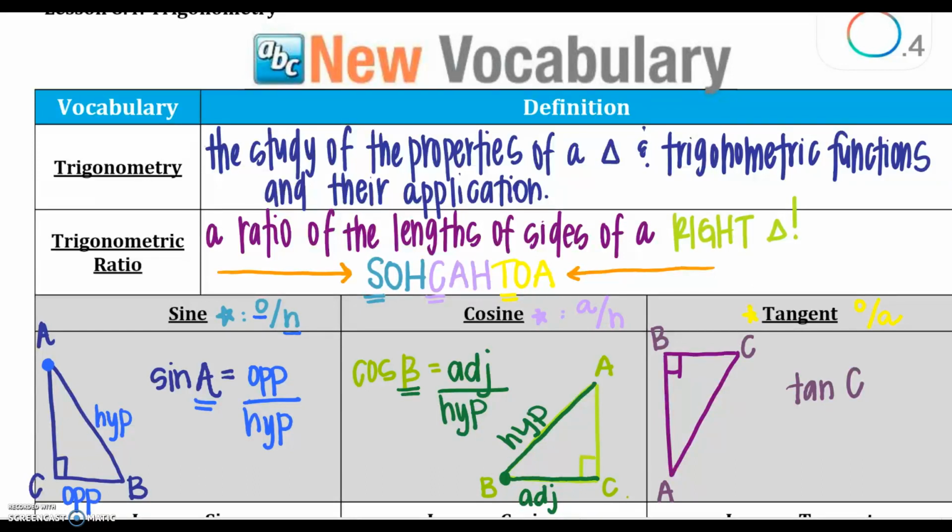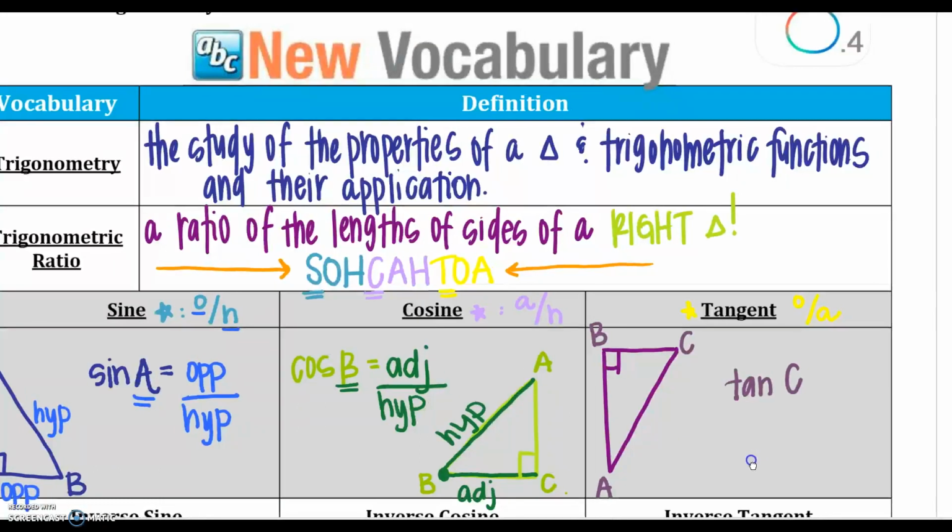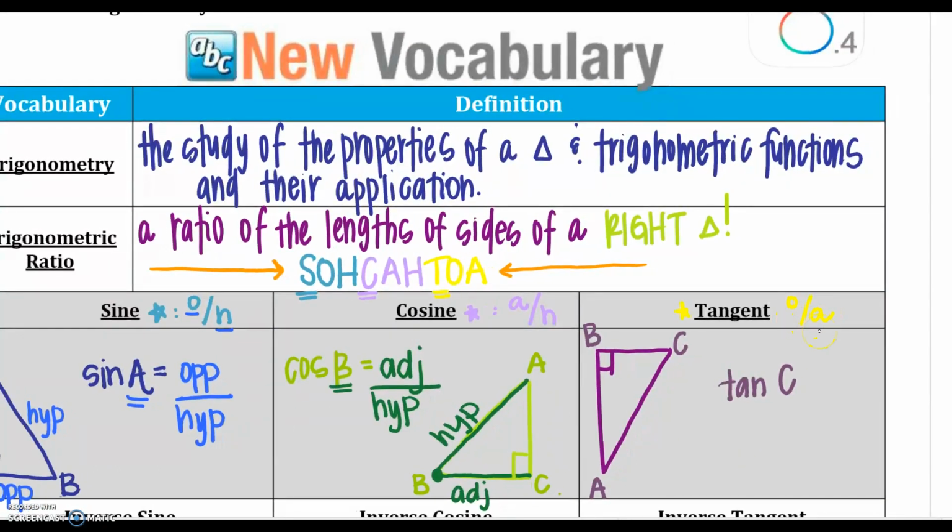And then lastly up here we are talking about my tangent, and tangent is opposite over adjacent, but again I have to identify what angle they are asking me to use for my tangent. So I'm going to look at angle C. According to angle C, my opposite side would be AB, because it is across from my angle. And then adjacent is going to be the leg that hits that angle. So that would be CB.